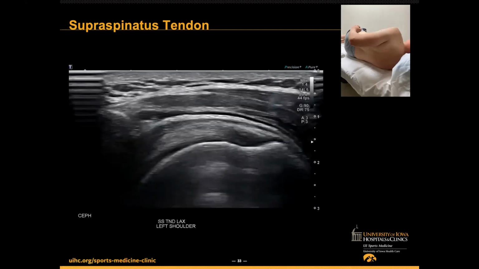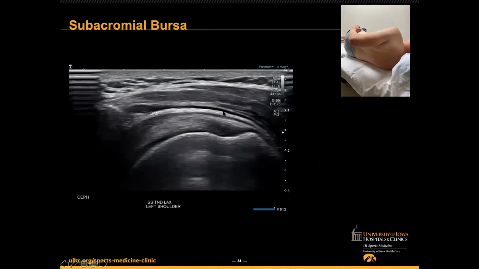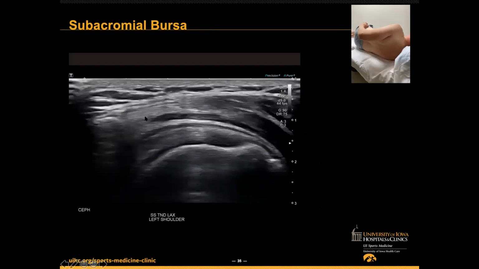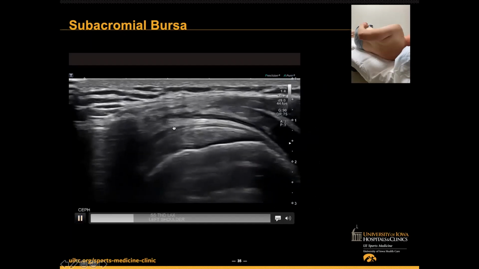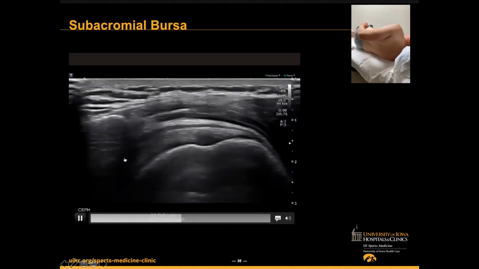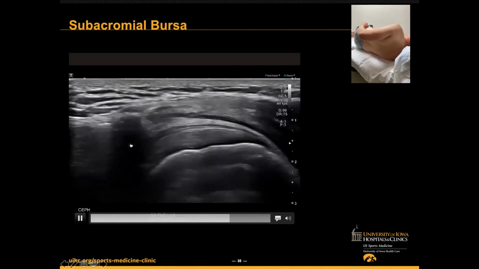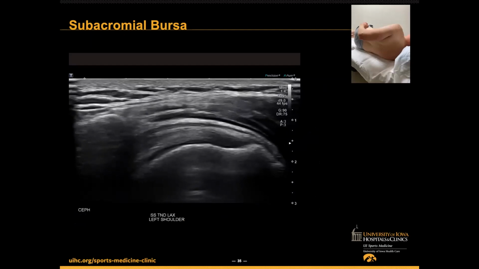And then rotating into long axis on the superior facet of the greater tuberosity and seeing that footprint of the supraspinatus tendon in long axis. Again, with no tendinosis or tearing, very normal appearing tendon. And then looking at the subacromial bursa, making sure that there's no fluid. In this case, he had no fluid. And finally, performing dynamic imaging, looking for evidence of subacromial impingement, any bunching of this bursa or tendon. And he had nice uninhibited gliding of the tendon underneath.